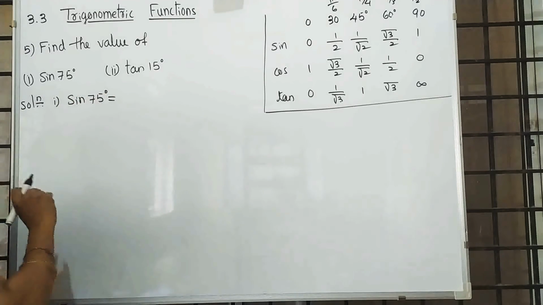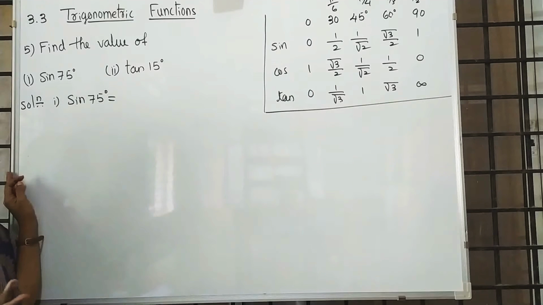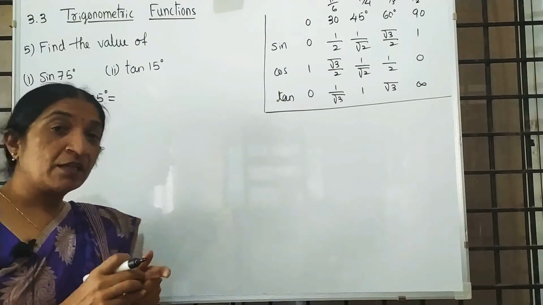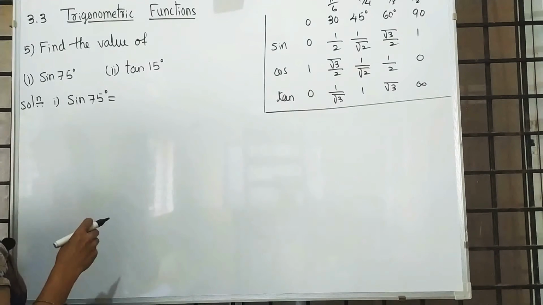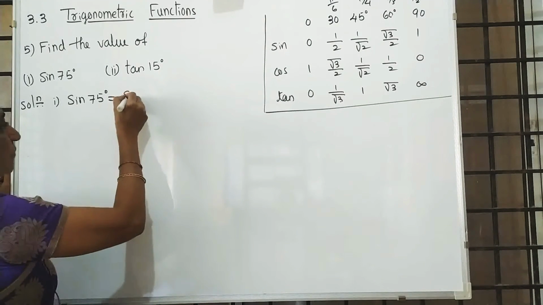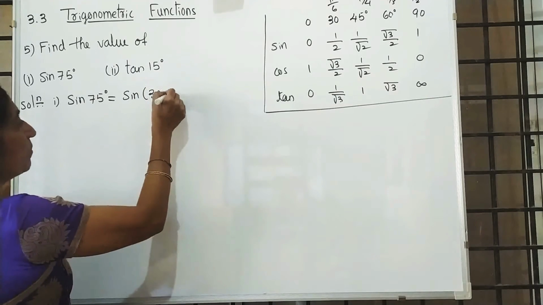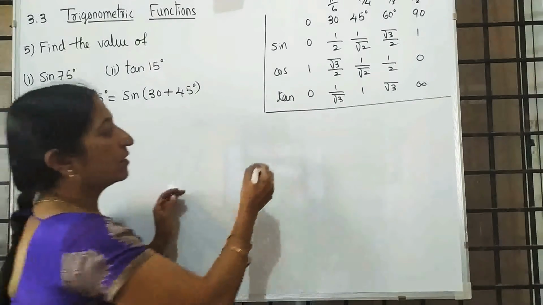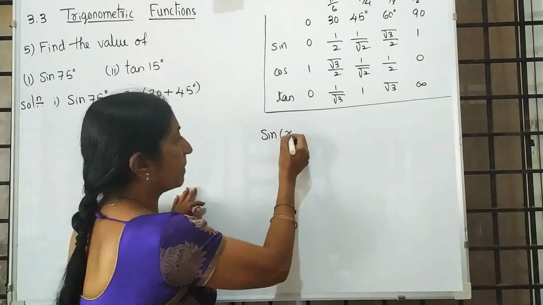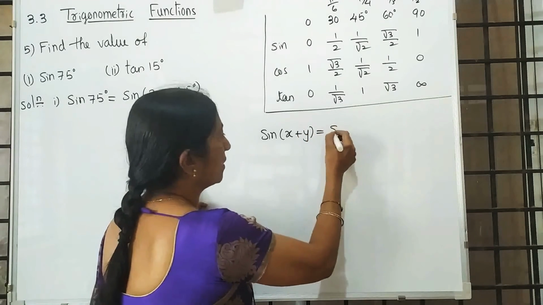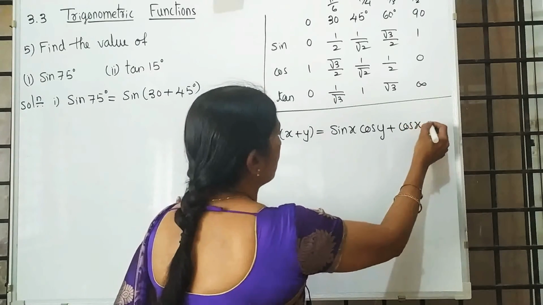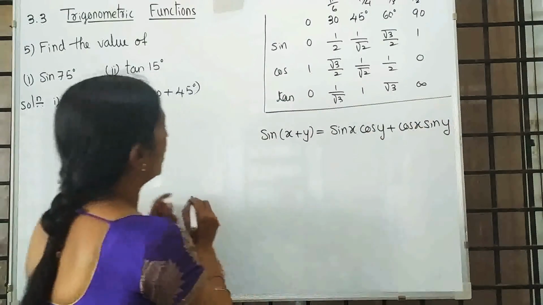And 75 can be split in so many forms, for example, 10 plus 65, 50 plus 25, but split with the help of the table. That means when you are splitting, that value should be familiar. This is sine 30 plus 45. We are familiar with sine 30 as well as sine 45. So it is in the form of sin x plus y, that is sin x into cos y plus cos x into sin y. Now apply this.